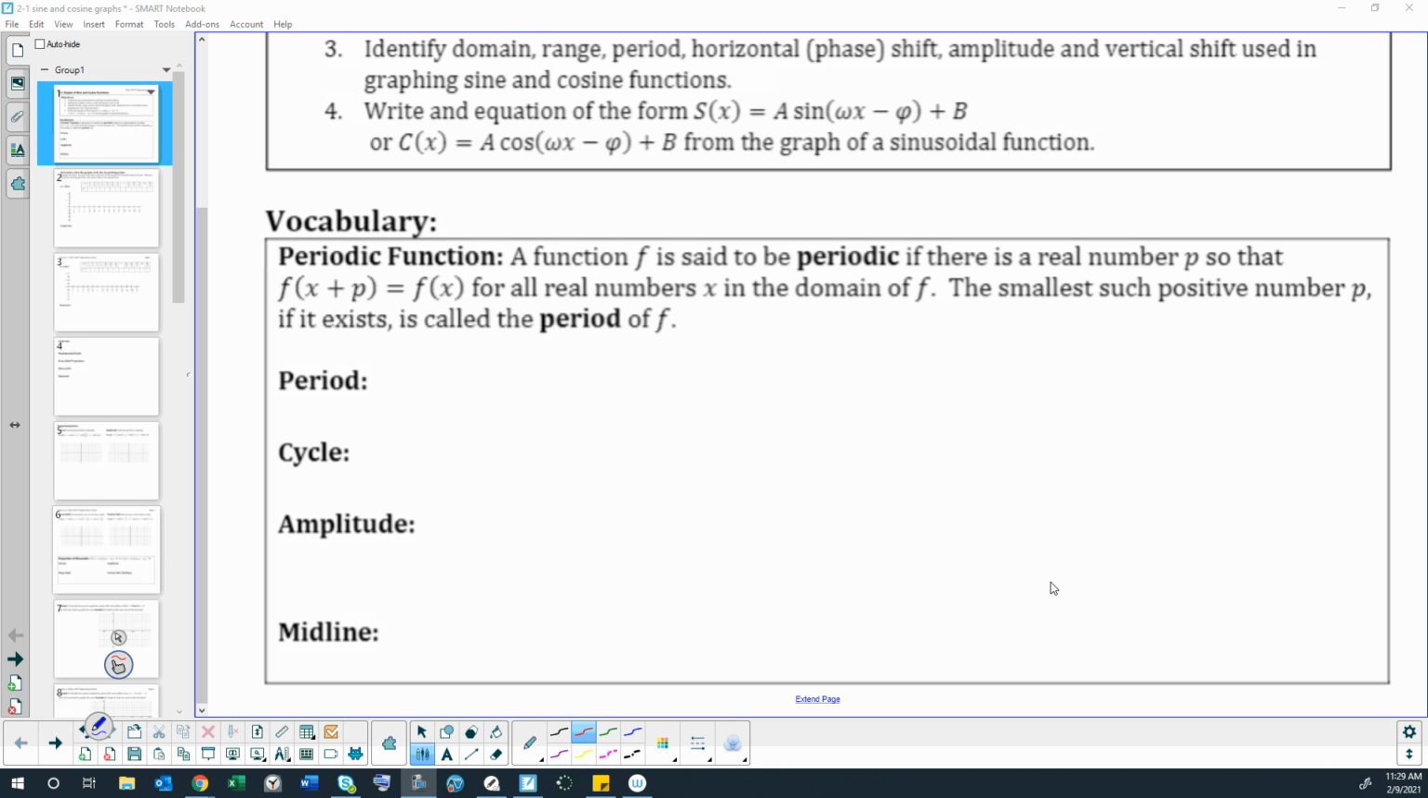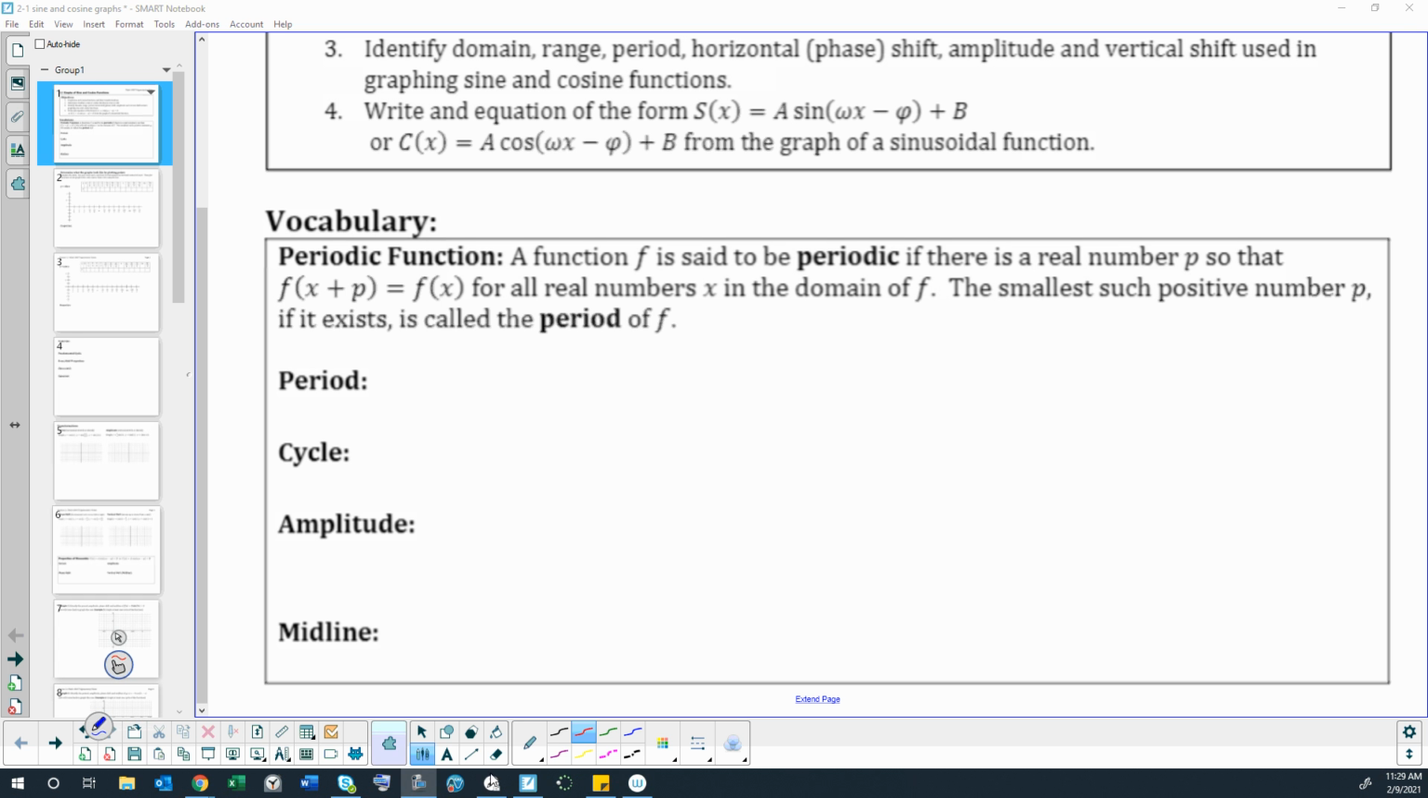A periodic function is a function that repeats. Let me read through the definition exactly. A function f is said to be periodic if there's a real number p so that f of x plus p equals f of x for all real numbers x in the domain of f. The smallest such positive number p, if it exists, is called the period.